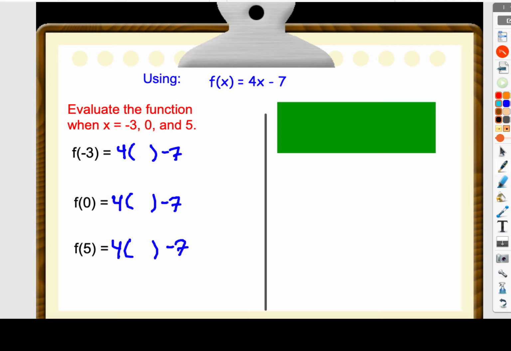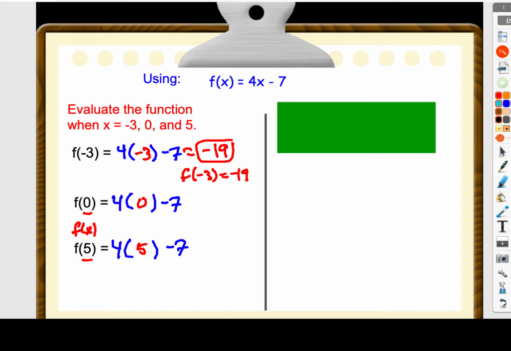Instead of x in this first problem, we're finding f of -3. Instead of x in the second problem, we're finding f of 0. And again, instead of f of x here, f of x has been replaced by 5 on both the left and the right. So again, 4 times -3 is -12, minus 7 is -19. And I could rewrite my answer if I wanted. F of -3 then equals -19.